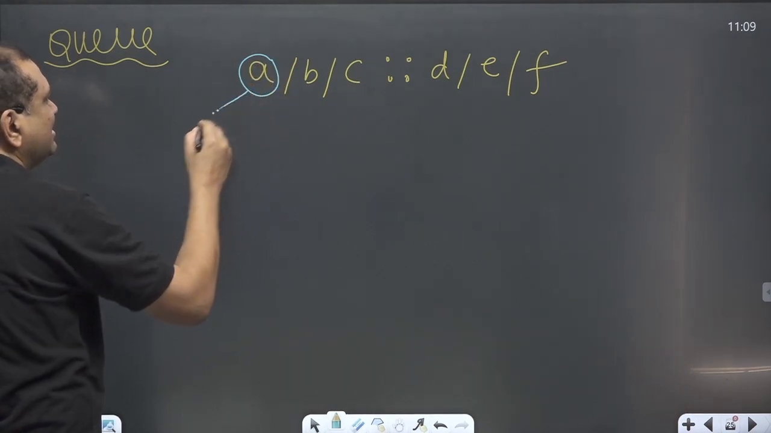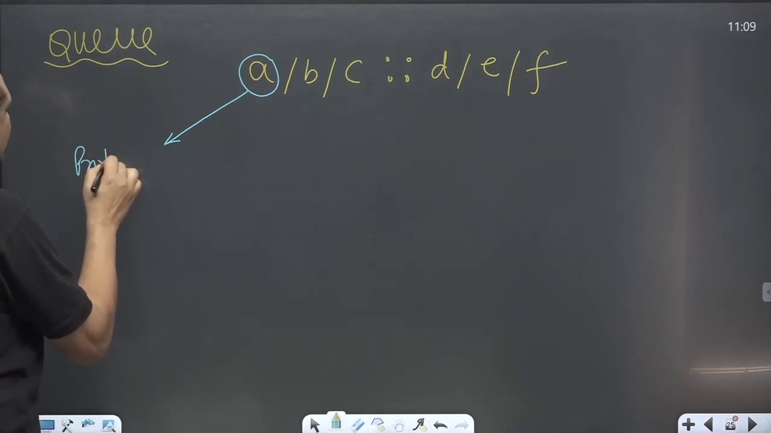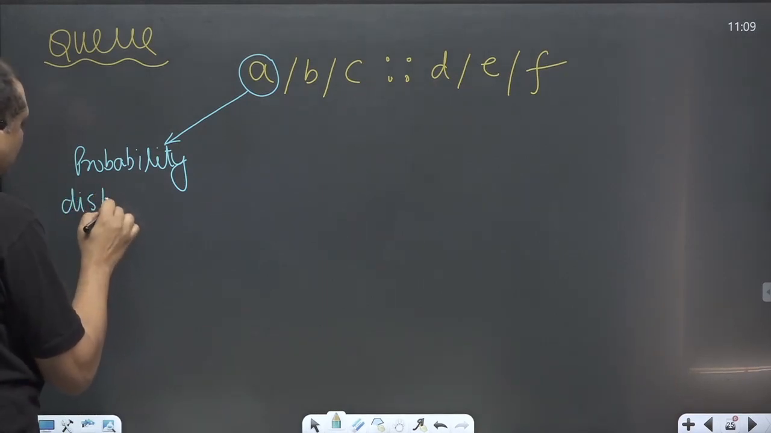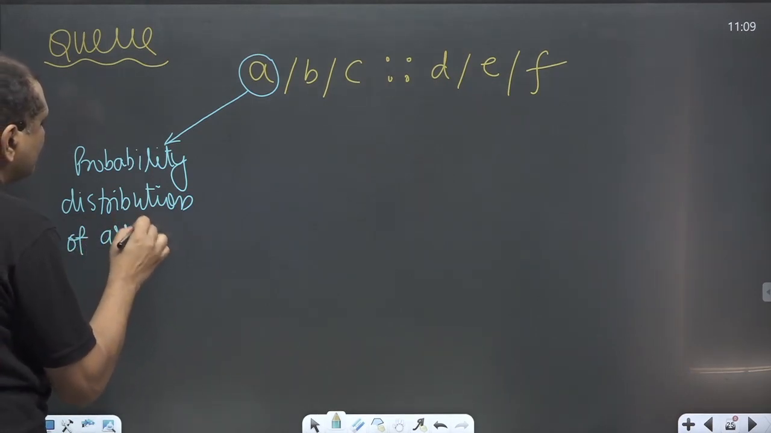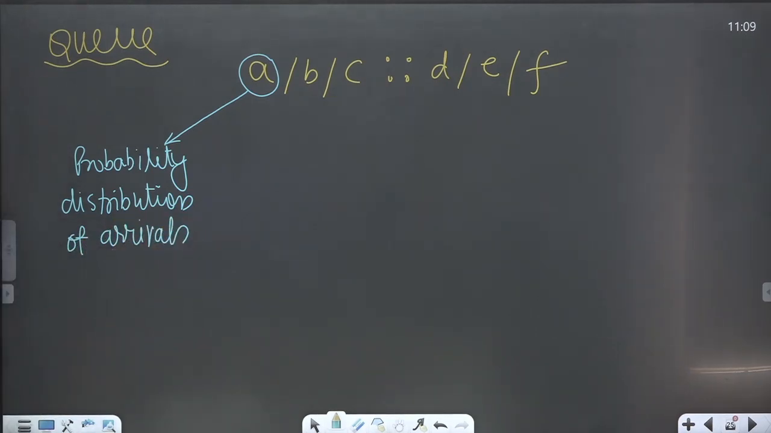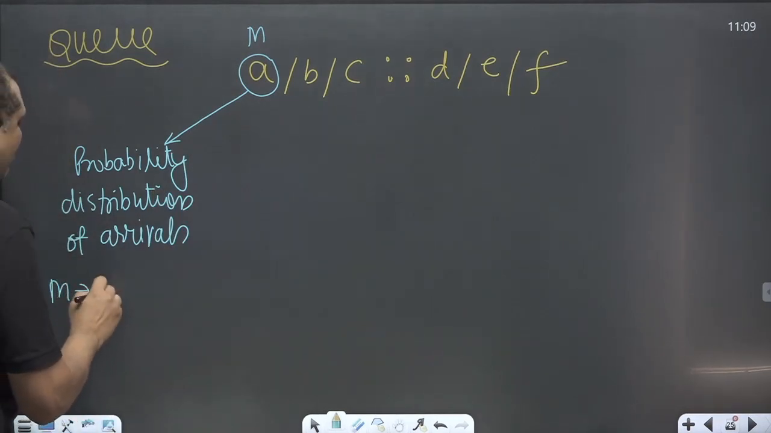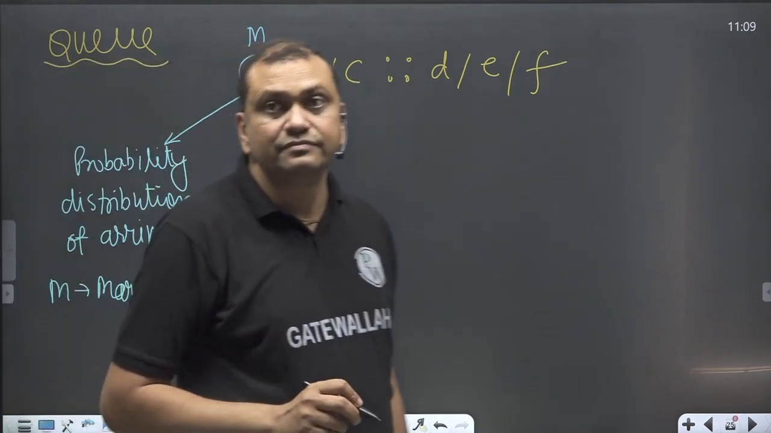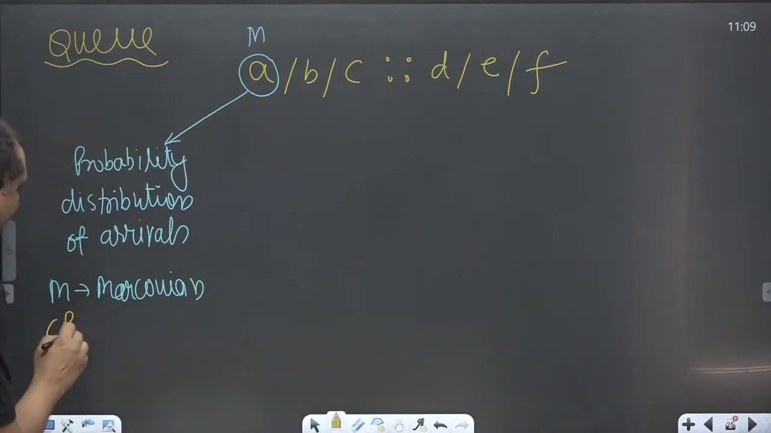This is the probability distribution of arrivals. If it is M, M is Markovian. Markovian means Poisson arrival.